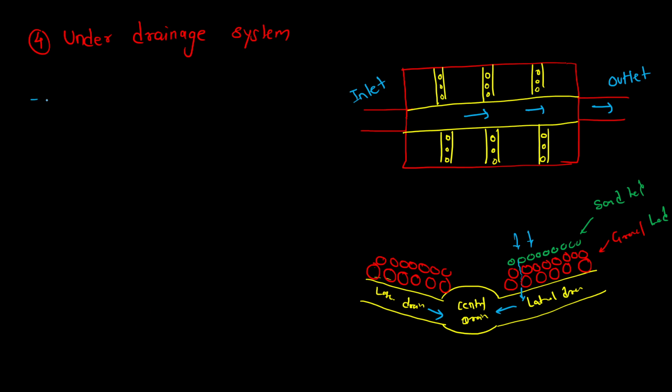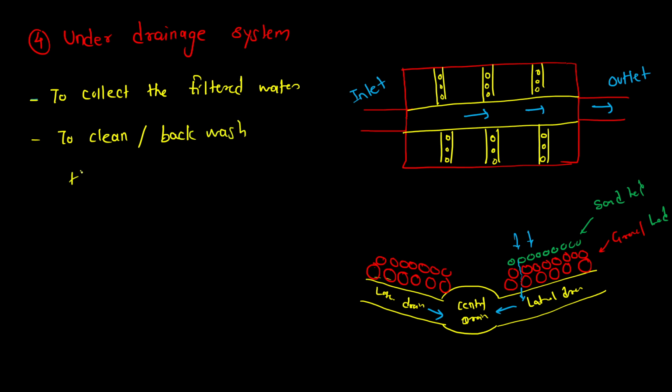Okay, so what are the main functions of the under drainage system? It is to collect the filtered water, and the second is to clean or backwash the filter. Now we have seen in the previous slow sand filter that the water enters from the sand bed and then gravel bed, and then it comes to the lateral, and then it moves to the central drain.